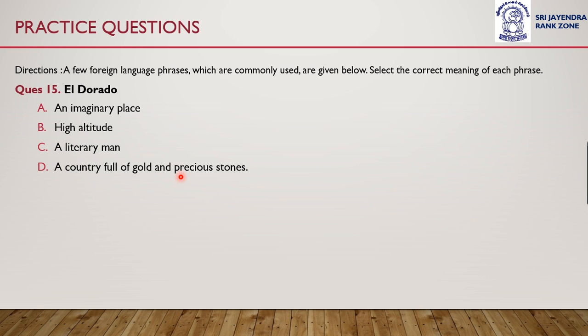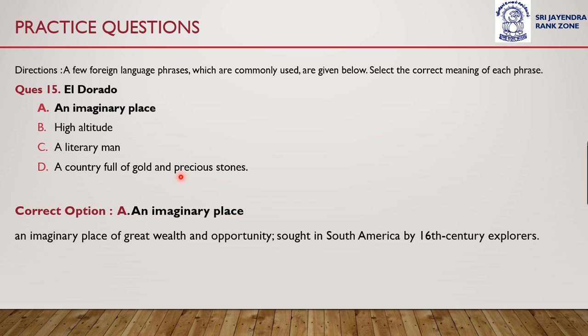I hope all of you have marked. El Dorado means option A, an imaginary place. It is an imaginary place of great wealth and opportunity sought in South America by 16th century explorers. Option A is correct.